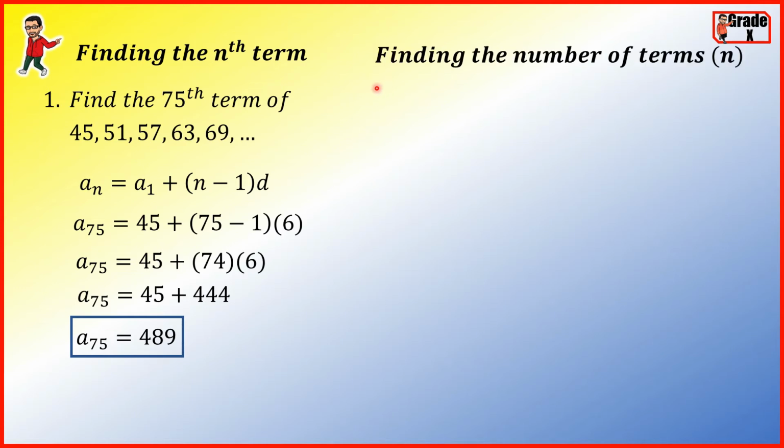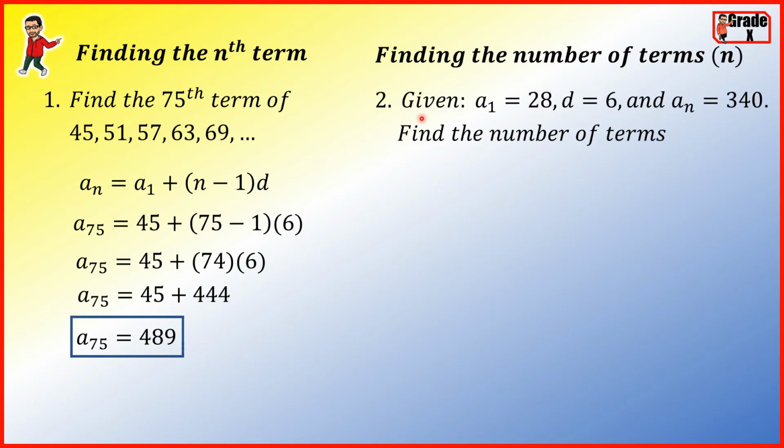So let's have this one. Finding the number of terms. So these are the given values. A sub 1 is 28. D is equal to 6. A sub n or the last term is 340. Find the number of terms.